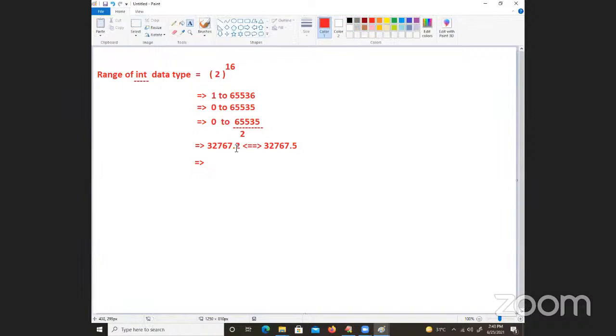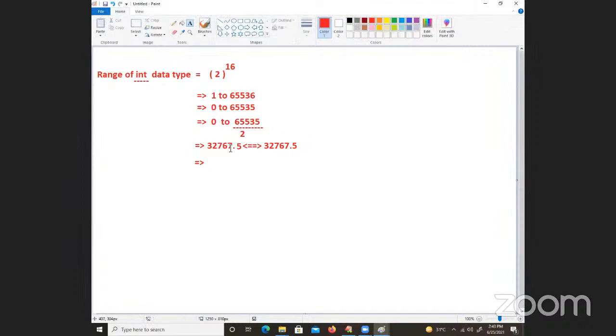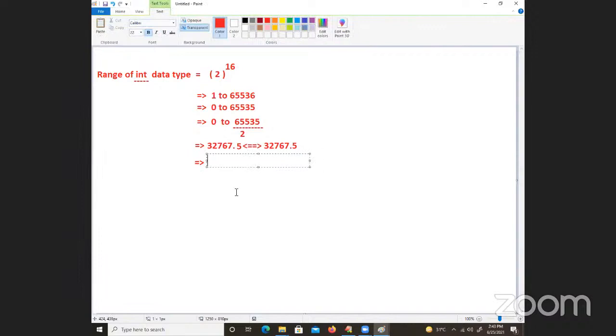That is 5. 32,767.5, and dot 5 on one side, and another side is this one. So 0.5 is available on both sides, 32,767.5. Now tell me, when it is 32,767.5 like this, the range will not contain decimal places. That's why, again, another side it is there.